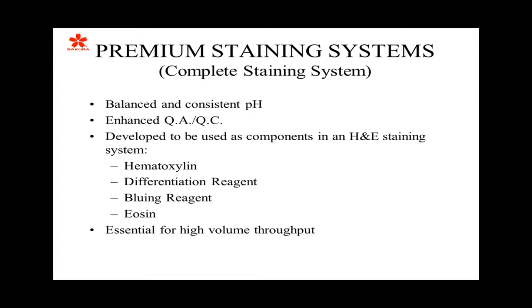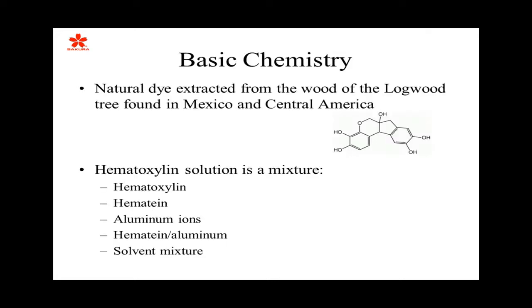Many laboratories will use hematoxylin from one company, eosin from a different company based on their preference. But for staining systems to really work, they have to be used as a system: the hematoxylin, the differentiation reagent, the bluing reagent, and the eosin. This is very, very critical when you have laboratories with high volume throughput, 300 slides, 500 slides, 1,000 slides or more, because maintaining that level of staining is very important from beginning to end.